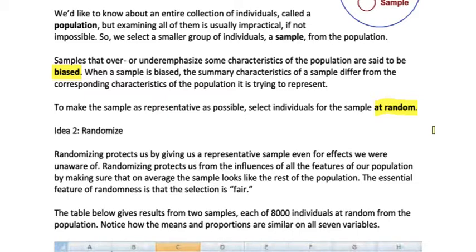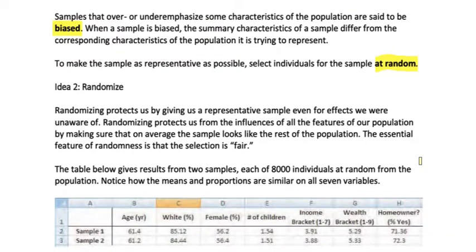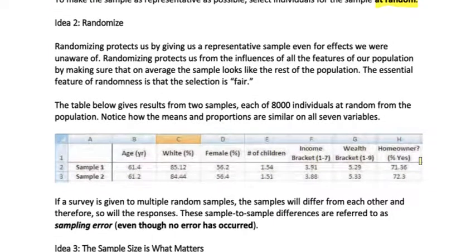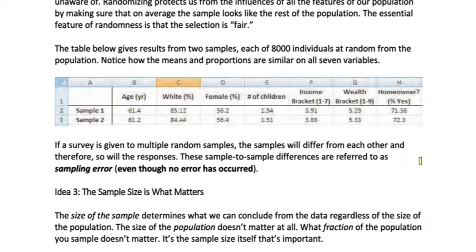So this brings us to idea 2, randomize. Randomizing is important, and the essential feature of it is that it's fair. Looking at this table, this is the results of 2 samples, each sample of 8,000 individuals. So if you look at comparing the 2 samples here, like if I compare the age in years, we have 61.4 and 61.2. Now we're not going to get exactly the same results between our 2 samples. I wouldn't expect to get the exact same numbers because we're choosing different people. However, I would expect them to be close.